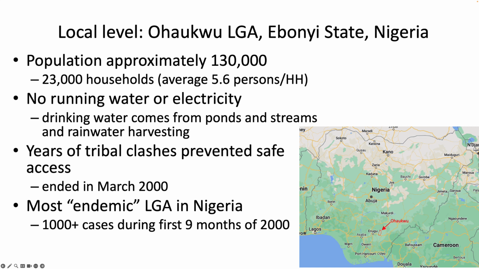But those clashes and conflicts ended around March of 2000. At that time, Ohaukwu LGA was actually the most endemic local government area in Nigeria for guinea worm. And in the year 2000, for the first 9 months, for example, there were over 1,000 guinea worm cases reported. And so this small area was a major focus for guinea worm eradication efforts in Nigeria in the year 2000. And that was the time that I was invited by CDC and WHO to go there to provide some surveillance-related assistance and support to the Carter Center, which was leading guinea worm eradication efforts in Nigeria at the time.